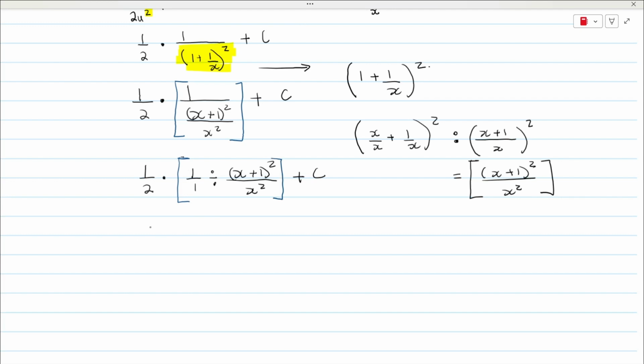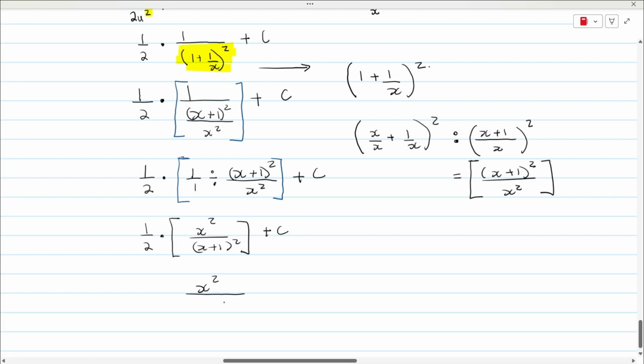So because I have this equation like this, I can go on to simplify it as 1 all over 2 multiplied by open brackets. Because there's a division sign here, if I change it to a multiplication, it means I can flip this around. Then this becomes x squared all over x plus 1 squared plus some c, which is the constant of integration. So this then becomes x squared all over 2x plus 1 squared plus c, which is the constant of integration.